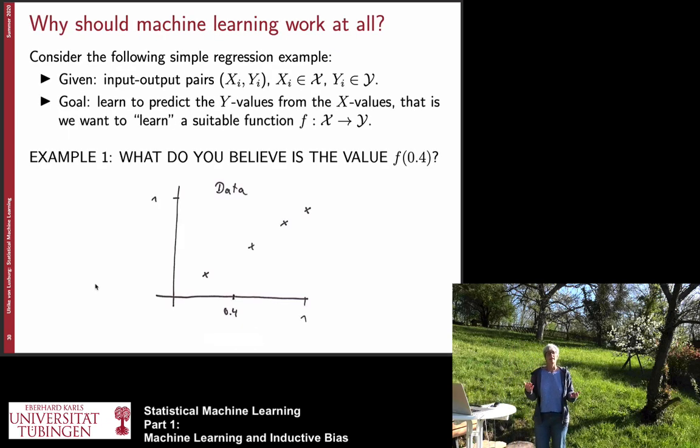Now I would like to discuss a bit why people think this can work at all, or whether it can work. I mean, you see examples that it works, so probably it can work, but there might be some assumptions that we need to make. And to do this, I want to consider a particular example. So here we have a particular regression example.